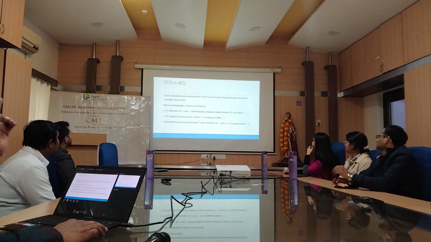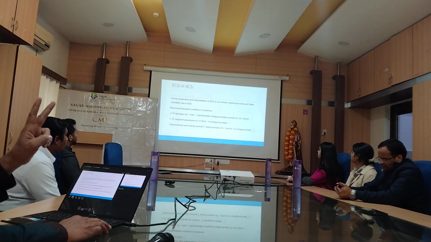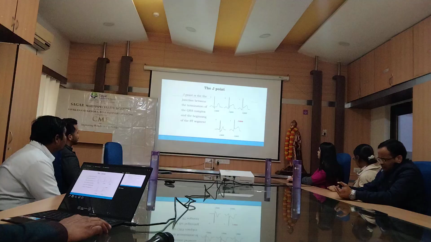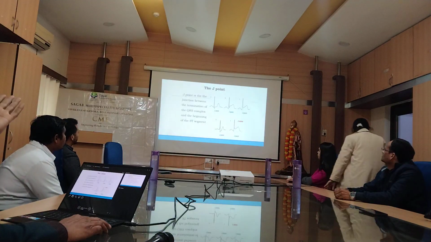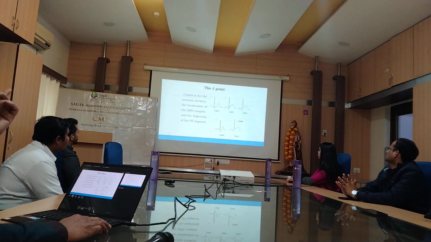In ECG, the ST changes should be in at least two leads, two contiguous leads. These are the ECG changes. There may be ST elevation or ST depression. So we see the J point. The J point is the point between the ST segment and QRS complex.